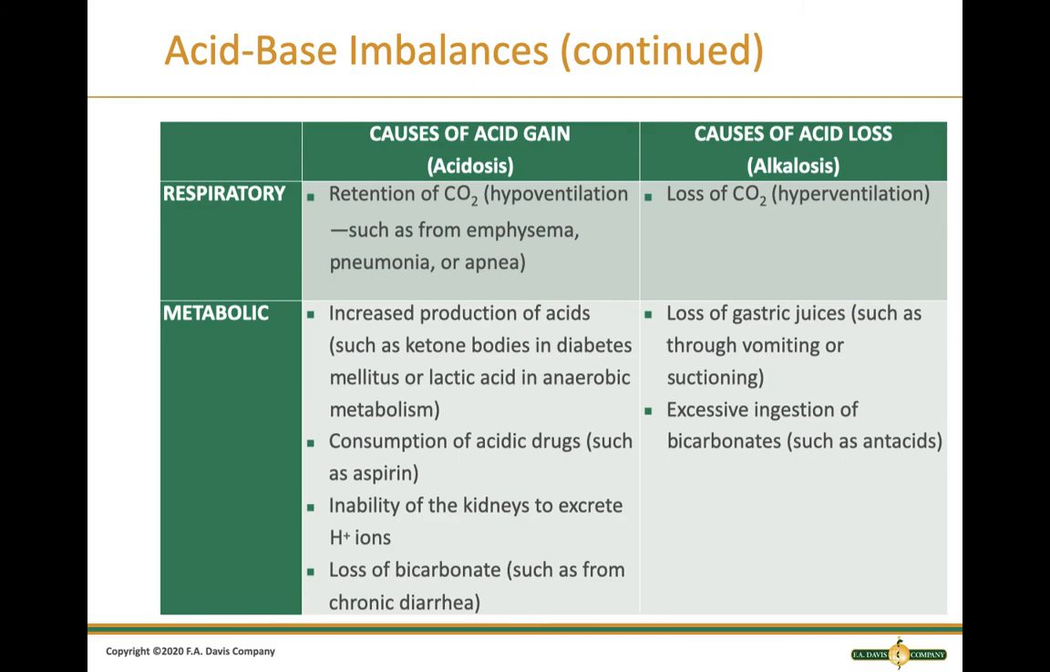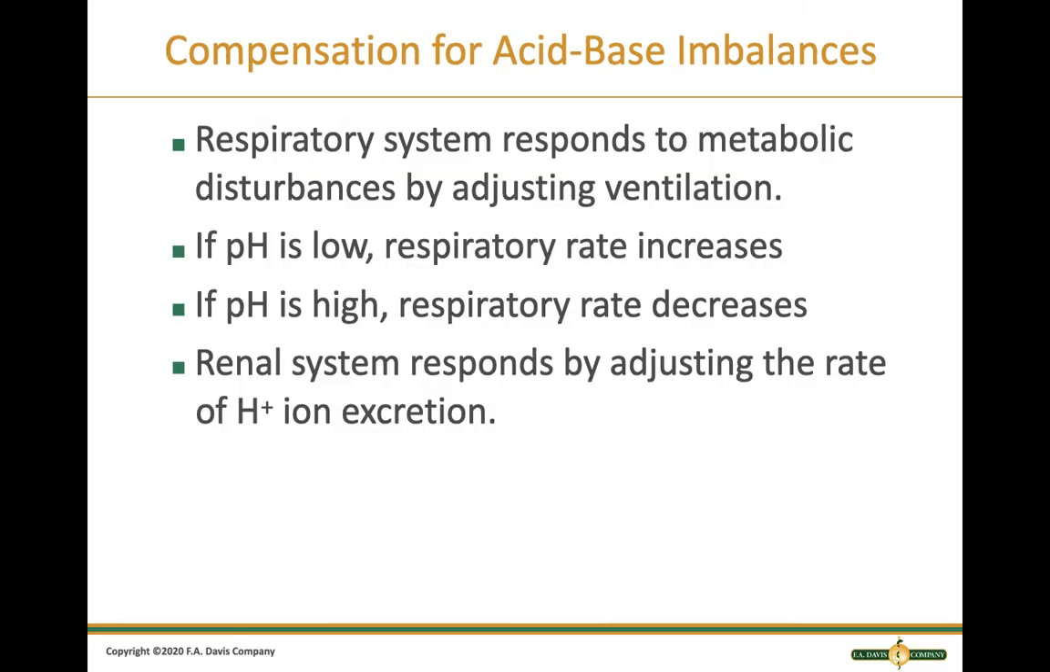Then metabolic alkalosis is less common. Could be caused by the loss of gastric juices, such as through vomiting, or through excessive ingestion of bicarbonate, such as antacids. So if you have heartburn, sometimes people take too much antacids, and then that can lead to metabolic alkalosis, which causes other problems. But luckily our body has all these buffer systems, and they can compensate for the others. So we're going to look at compensation for acid-base imbalances first, how the respiratory system compensates for a low pH.